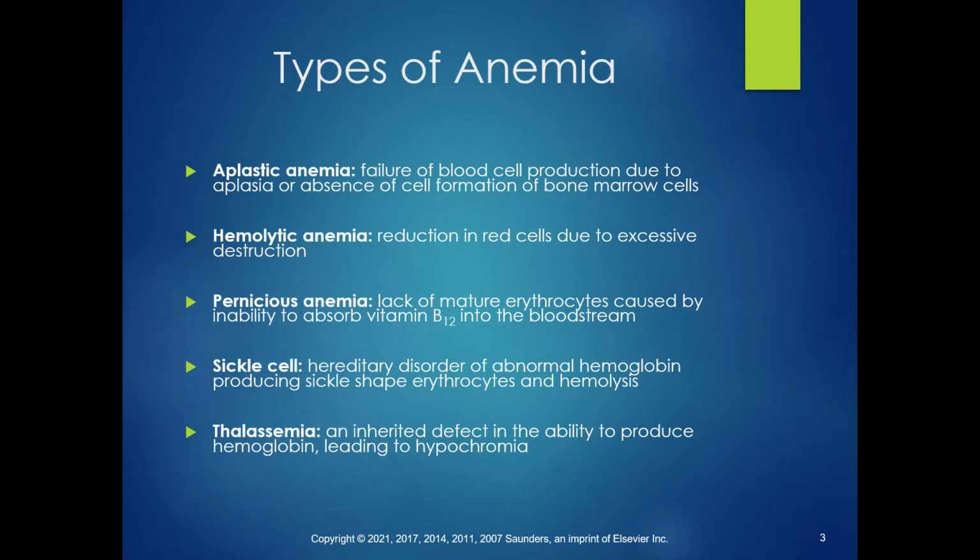Thalassemia is another inherited defect. This is a defect in the ability to produce hemoglobin, resulting in hypochromia. Hypochromia means decreased color. Let's take a look at some of these, how these look.